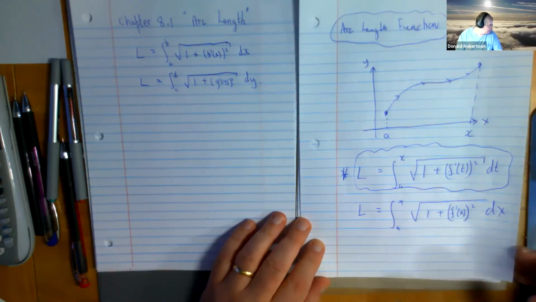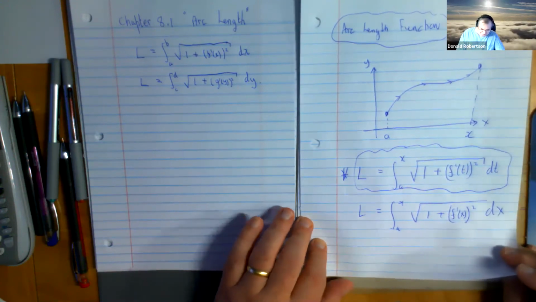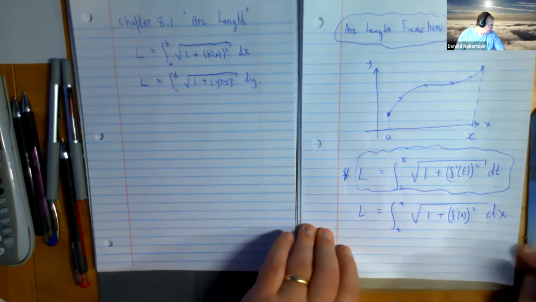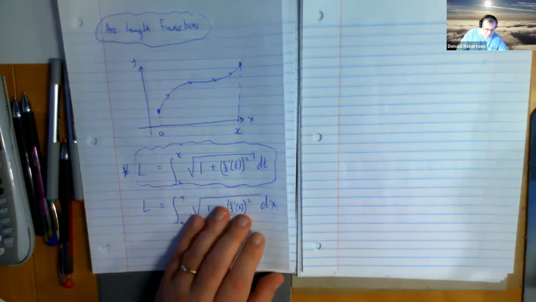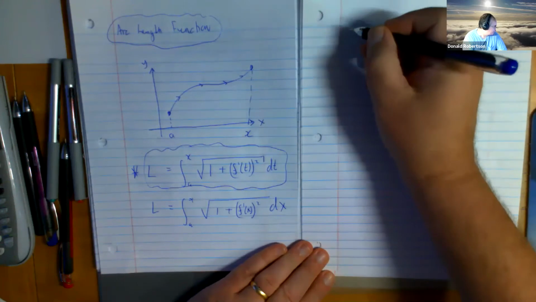So what does it look like? Well, you'll get a function and you'll be asked to find its arc length formula or arc length function. So where's my first one?